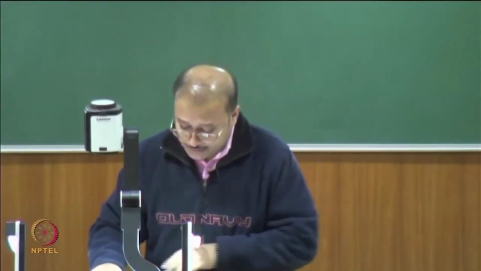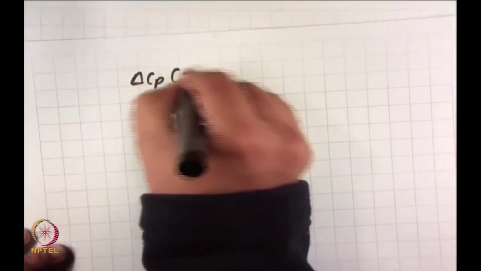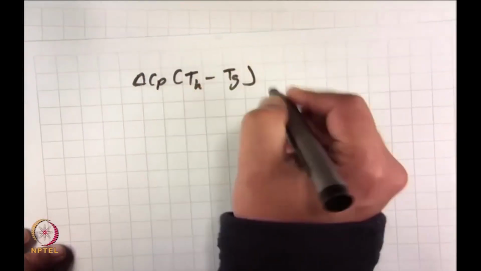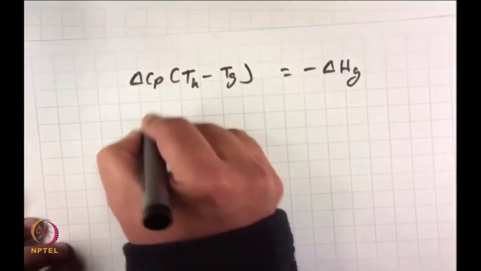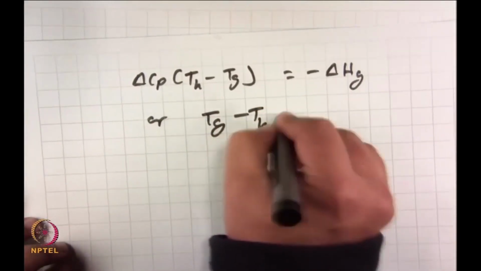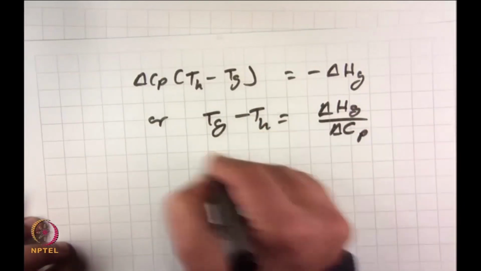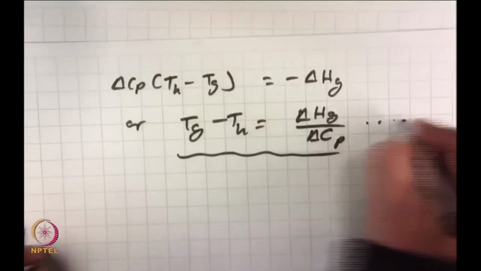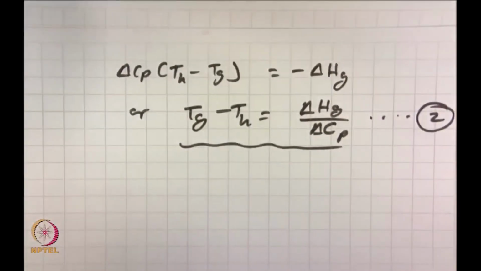Okay. And from here what we got was this relation: delta Cp (Th minus Tg) is equal to minus delta Hg, or Tg minus Th is equal to delta Hg over delta Cp. And I forgot what was the number of this equation, I think it was 2 if I remember correctly, right. Okay.